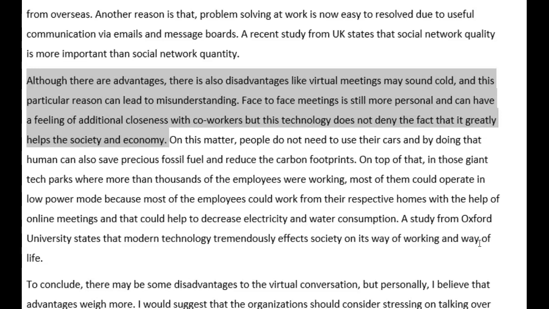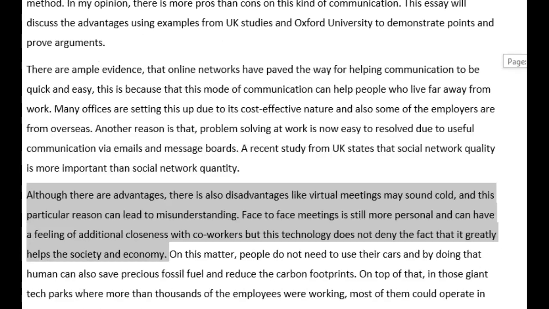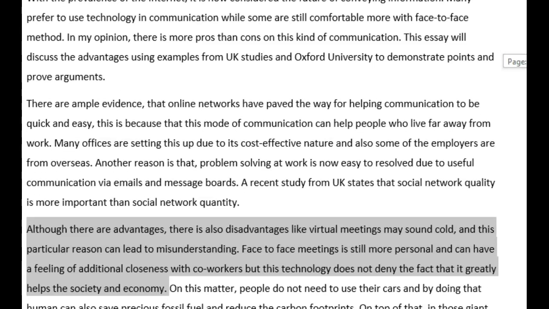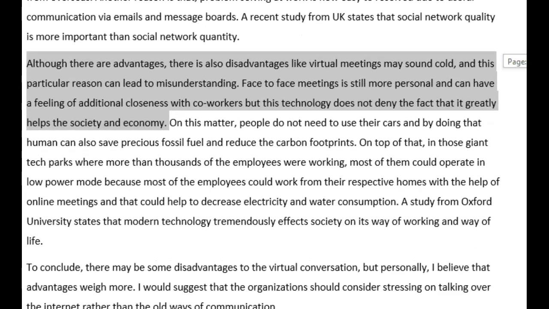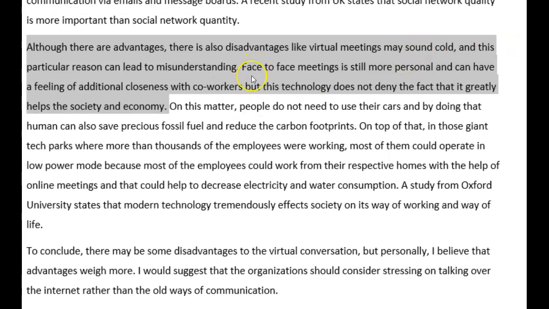So what I understand is that, because I looked back at your introduction, you said that you were just going to cover the advantages of this. So mentioning here the disadvantages really did not help you. It just created a ton of confusion, okay?